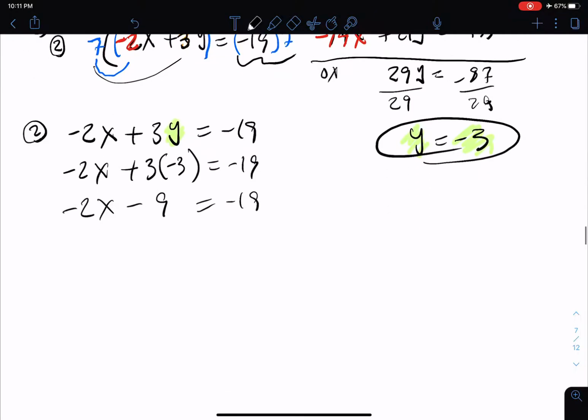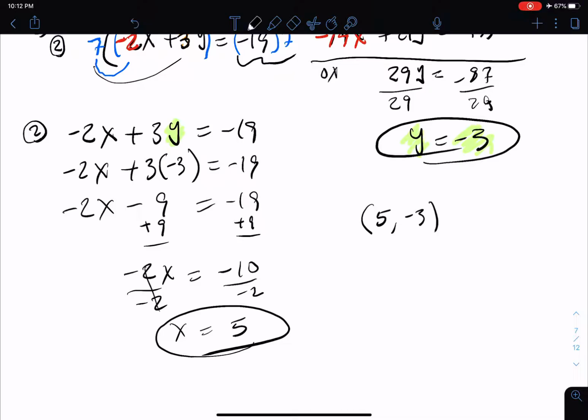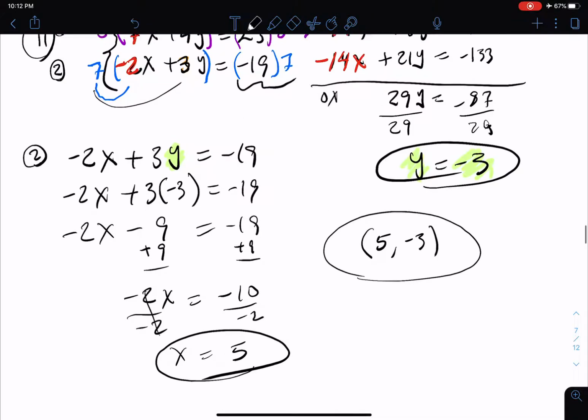I go ahead and add 9 to both sides. Got negative 2x equals negative 10. Divide by negative 2, and x equals 5. Yay! I've got my x and I've got my y. So the solution to the system is 5 comma negative 3. You could always throw it back in to check it out. I think we're just going to move on.